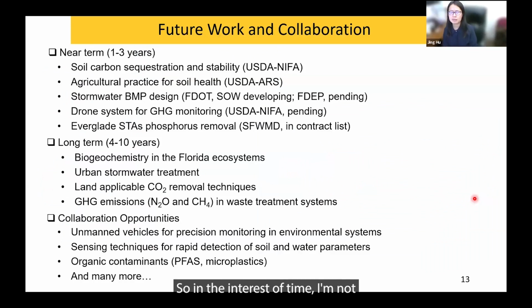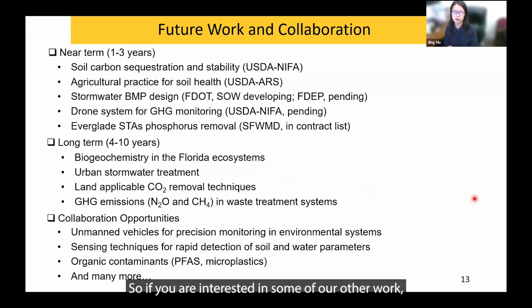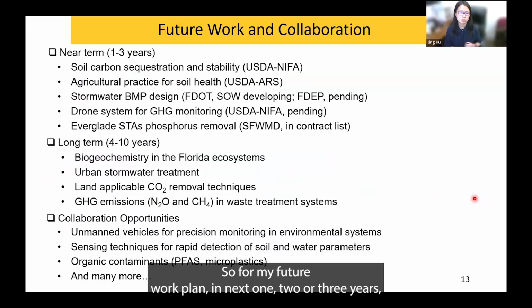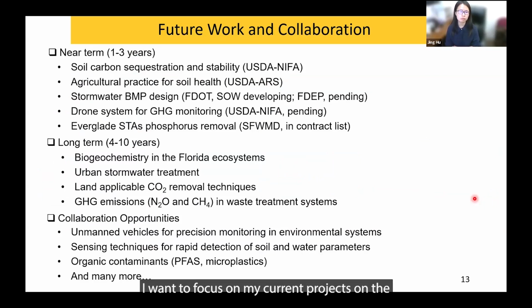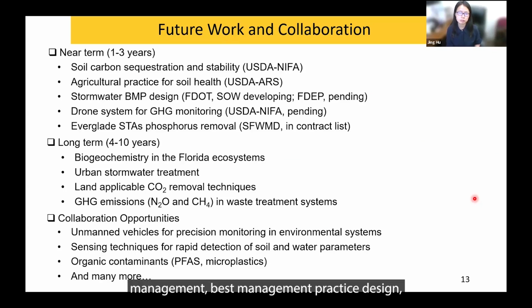In the interest of time, I'm only able to show some snapshots of my research. If you are interested in some of our other work, please visit our lab website and also my personal Google Scholar page. For my future work plan, in the next 1 to 3 years, I want to focus on my current projects on carbon sequestration and stability in soil, soil health in agriculture systems, stormwater best management practice design, and also greenhouse gas monitoring by drone systems.